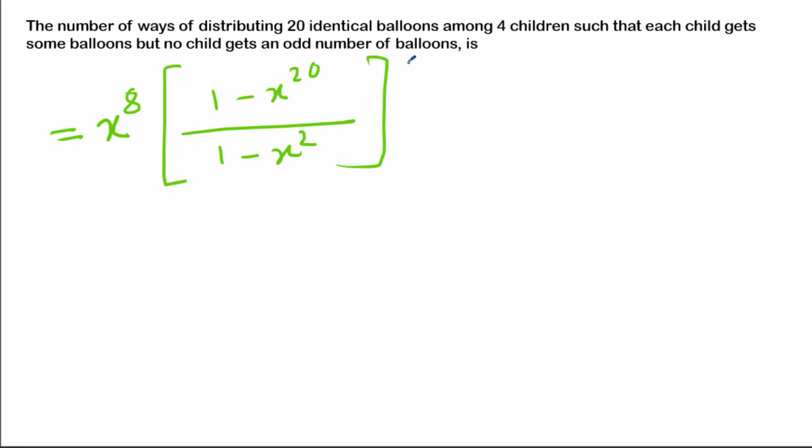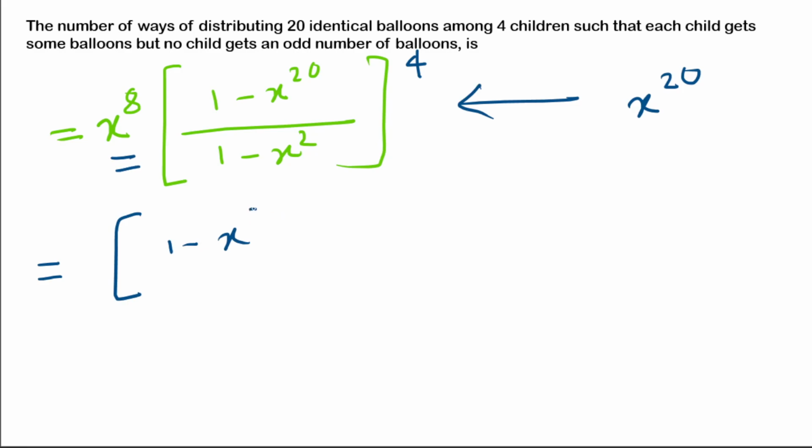Again, you can't forget the to the power 4. What you are trying to find out? The coefficient of x to the power 20. Can I say this x to the power 8 term I will omit, and 1 minus x square, again to the power 4. I am switching the colors so that you don't get confused.